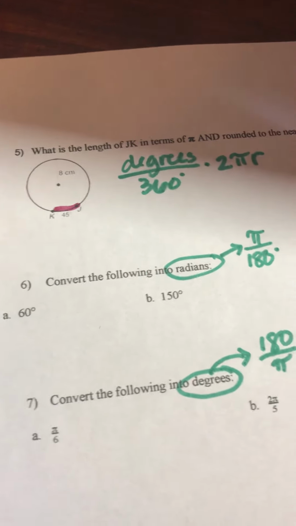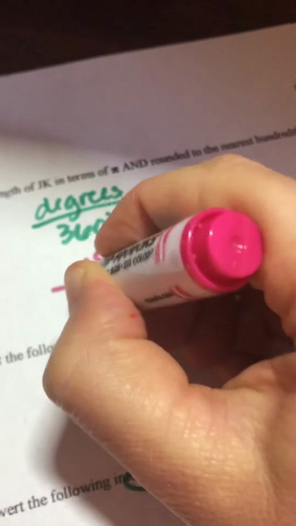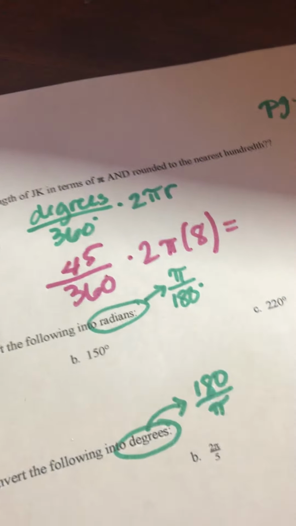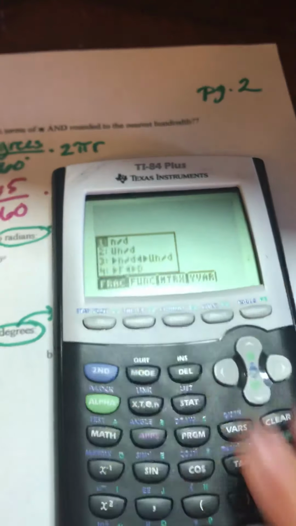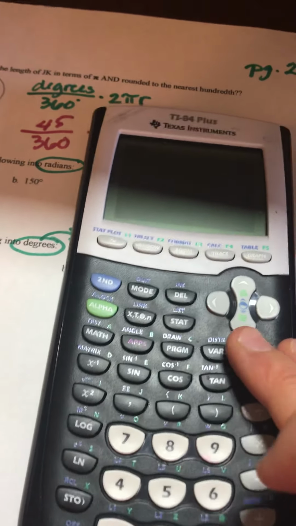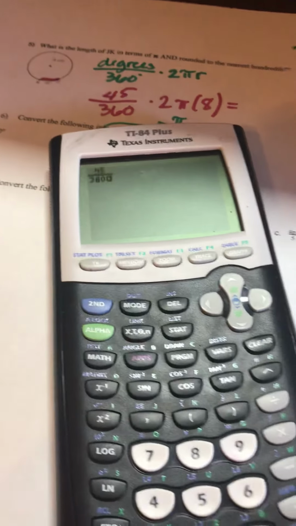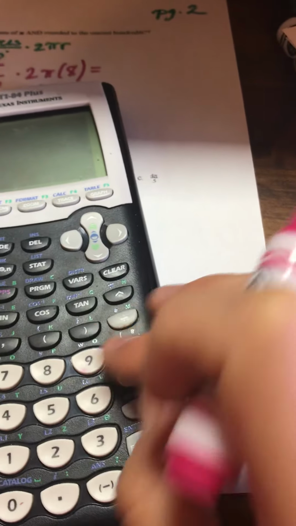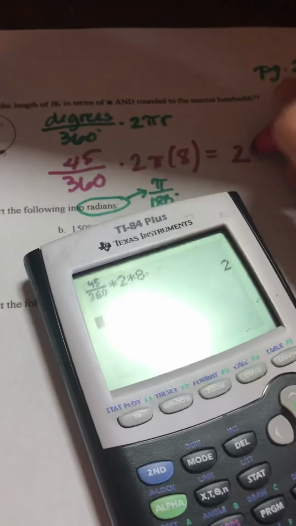Okay, now we're looking at the arc length of j to k, which is 45. So I already have my formula written. So we're going to do 45 over 360 times 2 pi, and then the radius is 8. So again, if we were writing this in terms of pi, we probably first want to save ourselves a little time. I'm going to type in 45 over 360. Okay, that's our fraction, the part of the arc we want to find, times 2 times 8. So that gives us just a good old 2. So 2 pi would be part of our answer.